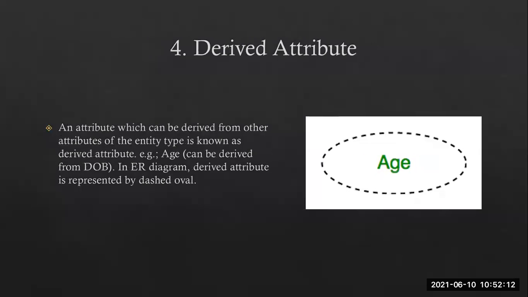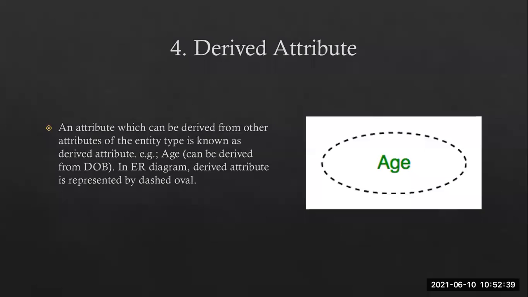Next type of attribute is what? Derived attribute here. Derived means what? Derivation. I think you have done it in your Java. Base class, super class, derived class. Base class, derived class is there, no? Yes, ma'am. Exactly, the same thing is there here.